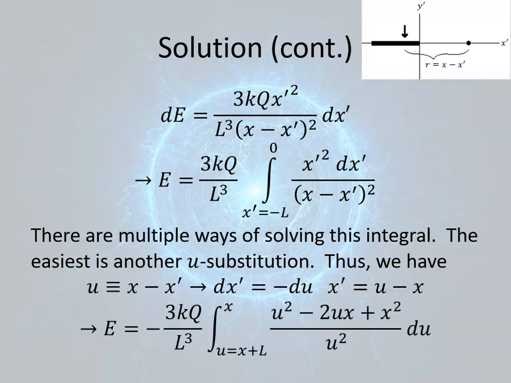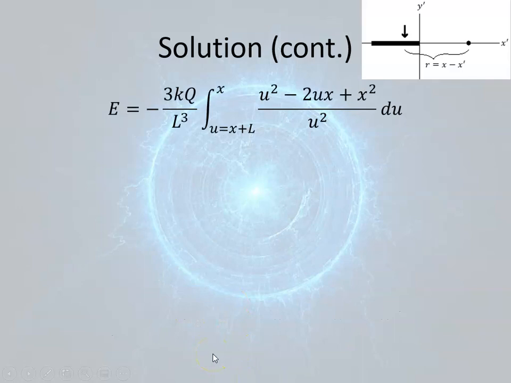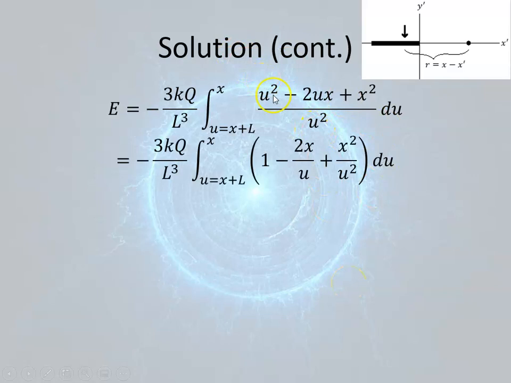And this integral can be evaluated. And also notice that we substituted our bounds into our u, so that now we just evaluate it in terms of u instead of having to substitute back later. So here we go. This is a polynomial over a variable, but things can be simplified here. U squared over u squared is called 1. A 2ux over u squared is just 2x over u, as long as u is not 0. And x squared over u squared, we just leave that.